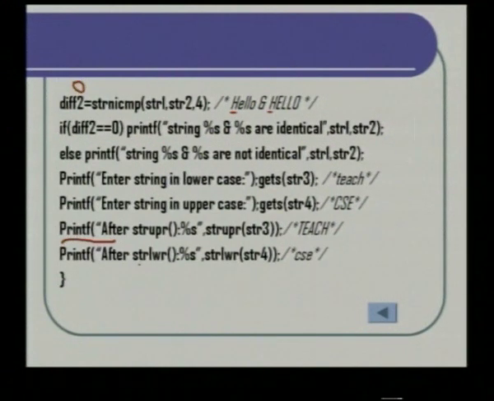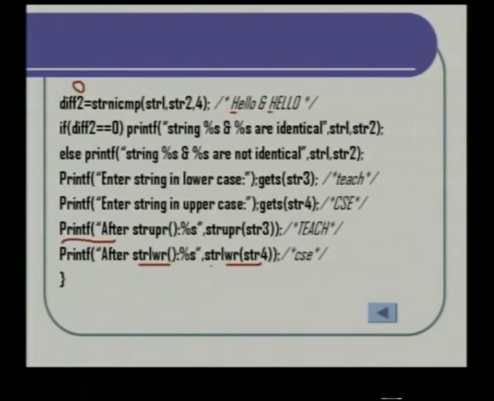And here after strlwr of string 4. So, whatever string is to be converted is passed here as an argument to that function, and it is directly printed. So, the teach is made to capitals and the CSE is made to small. This is how we use functions and use their values and see the output on the screen.